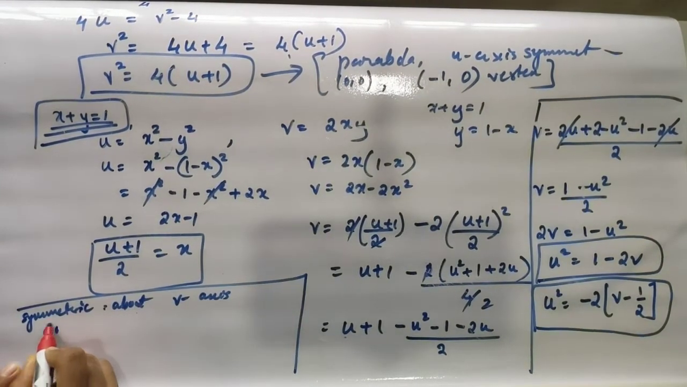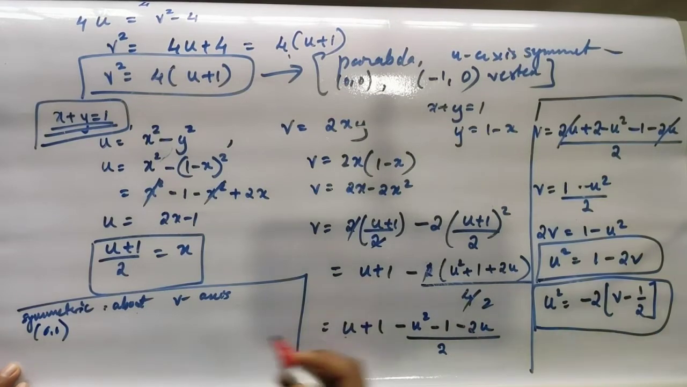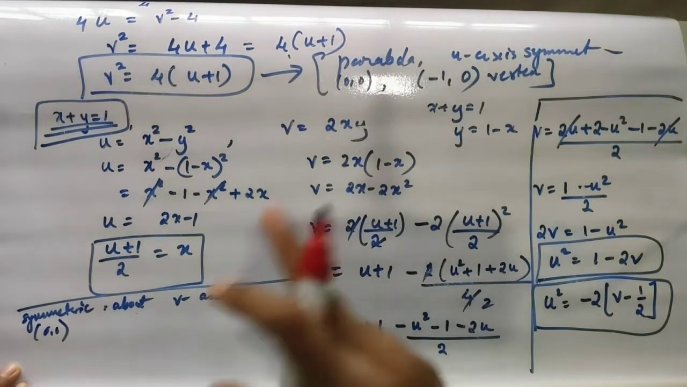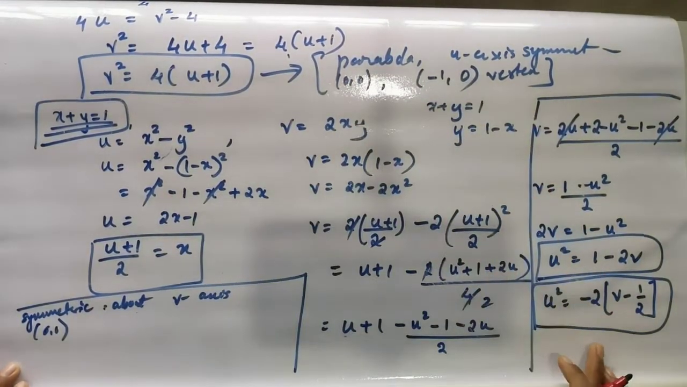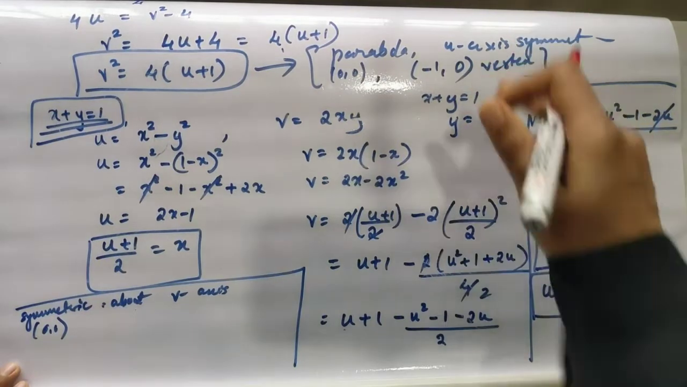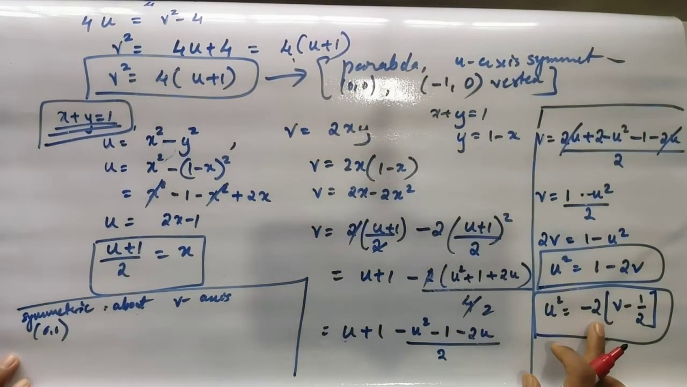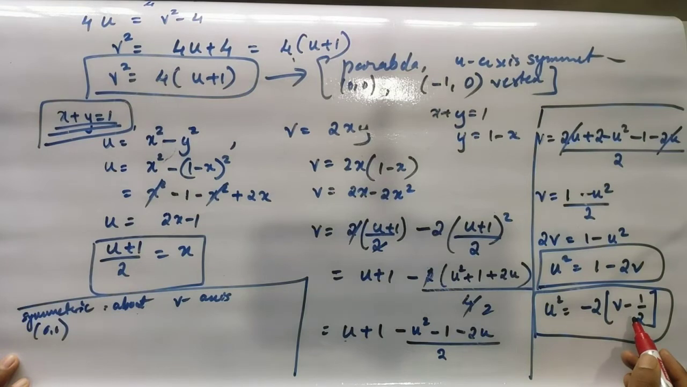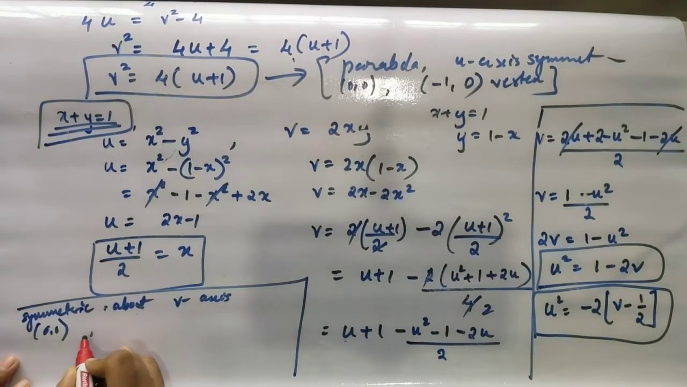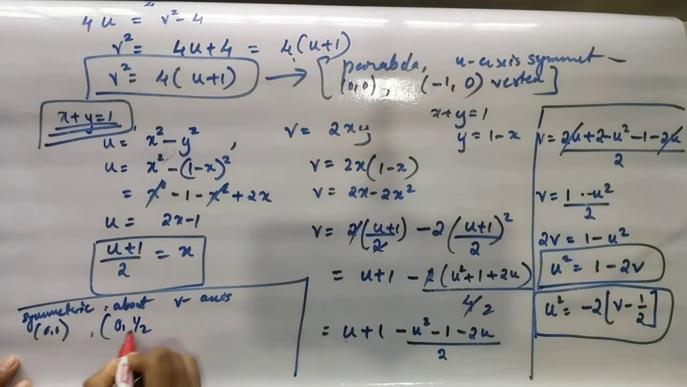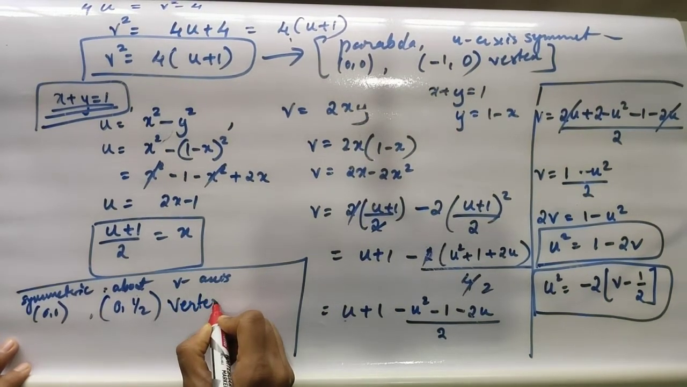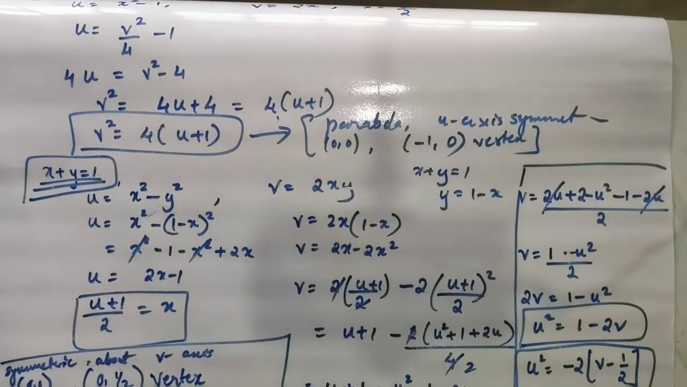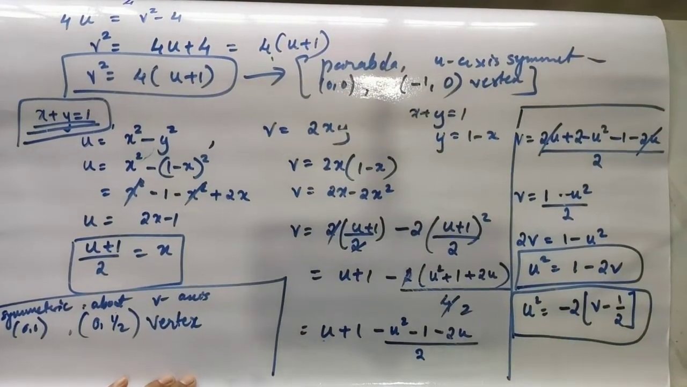Focus is origin only. But what is the vertex? Since it is minus, it will be this shape. I hope you can understand this shape. Had it been plus, it will be U like this. Since it is minus, it will be opposite of that, and the vertex is 0, half. This is the vertex. So let us draw all the lines in the Z plane and the corresponding images in the W plane with all these details.